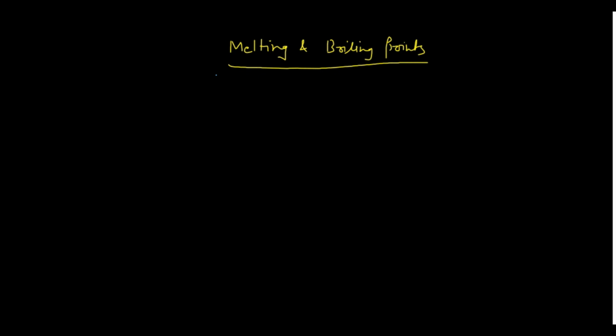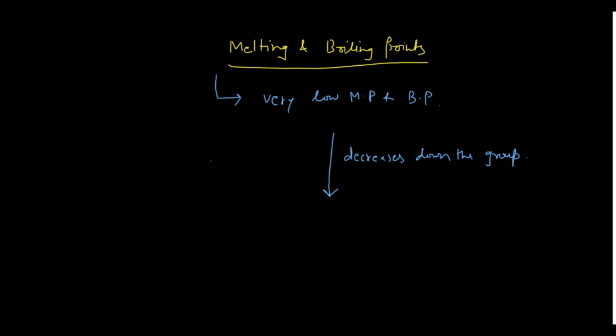And simultaneously, you can make your notes. Melting and boiling point decreases down the group. There should be some reason behind this. Why do the melting and boiling points decrease down the group? What is the reason?